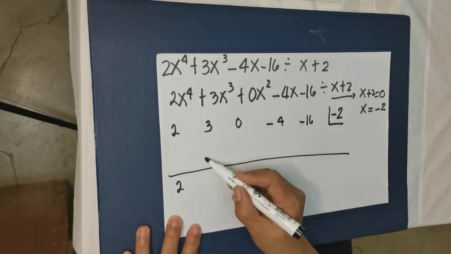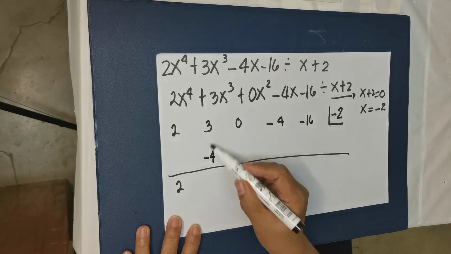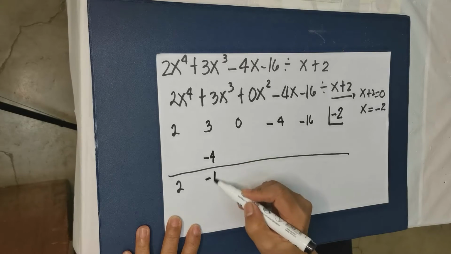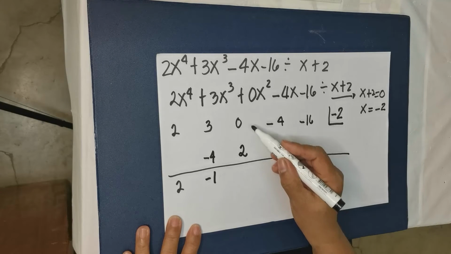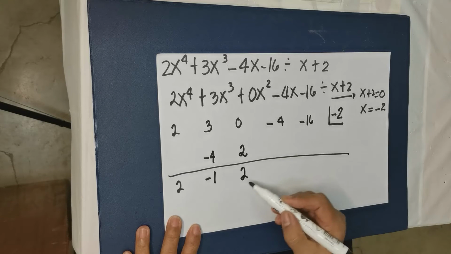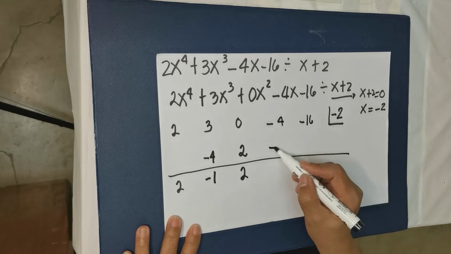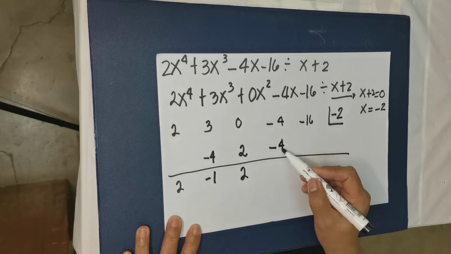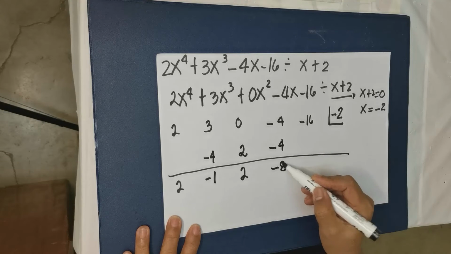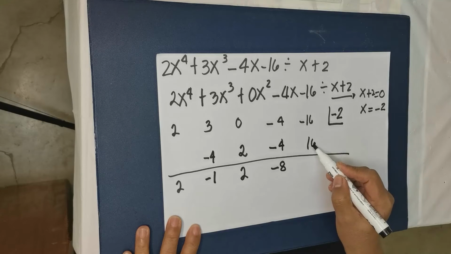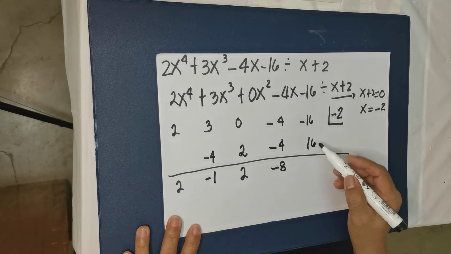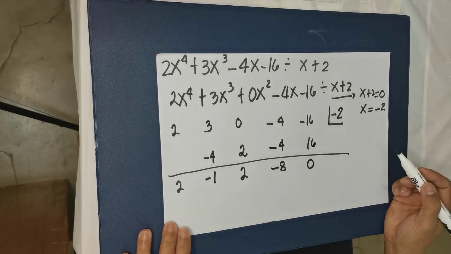2 times negative 2 is negative 4. 3 plus negative 4 is negative 1. Negative 1 times negative 2 is positive 2. 0 plus 2 is your 2. 2 times negative 2 is negative 4. Negative 4 plus negative 4 is negative 8. And negative 8 times negative 2 is positive 16. Negative 16 plus 16 is equal to 0.